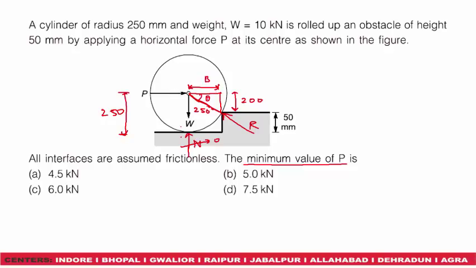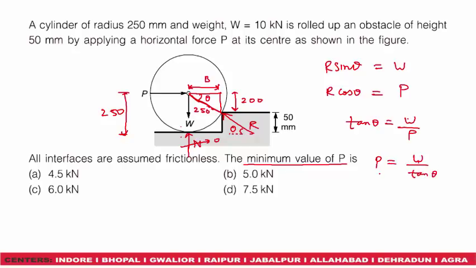Now at the critical condition, since the normal force is not there, this reaction force will balance both P and W. Since this is theta, this will also be theta. So R sin theta will be the vertical component, and it will balance the weight, and R cos theta will be the horizontal component, and it will balance P. So from here, dividing, we get tan theta equal to W by P, which implies P equal to W by tan theta. W is given to us, and tan theta we can calculate from this triangle.